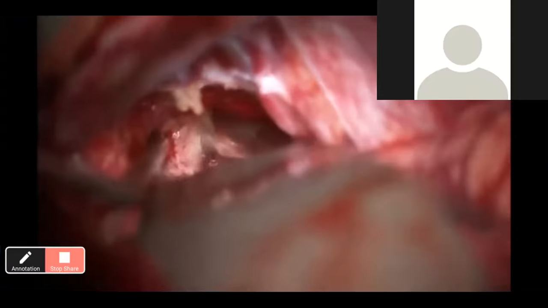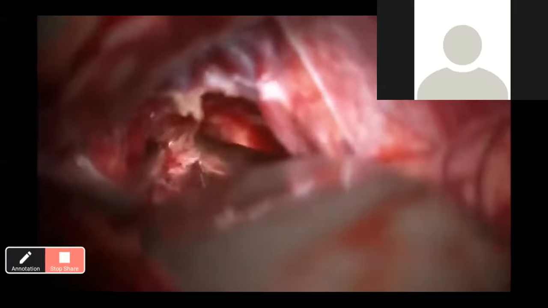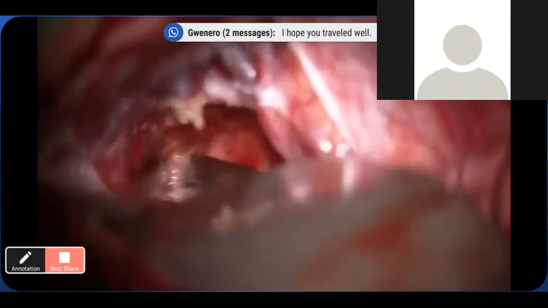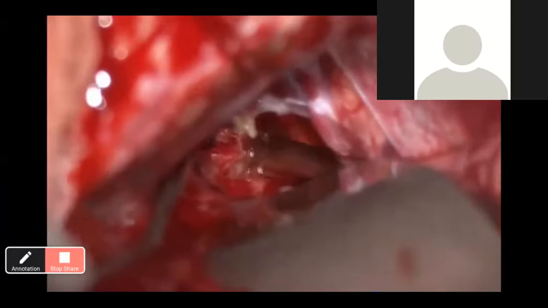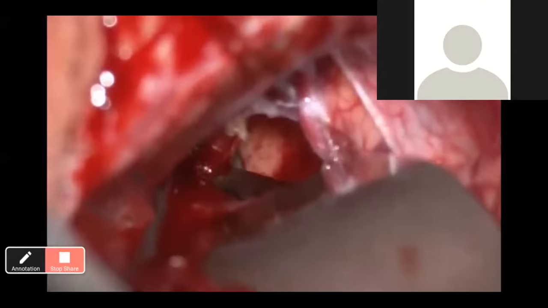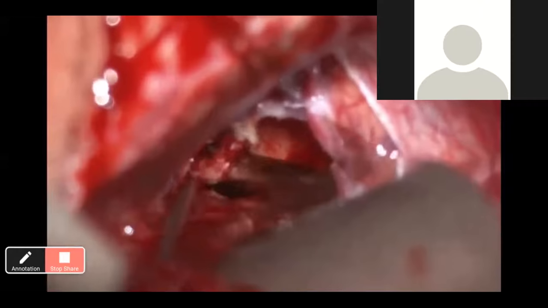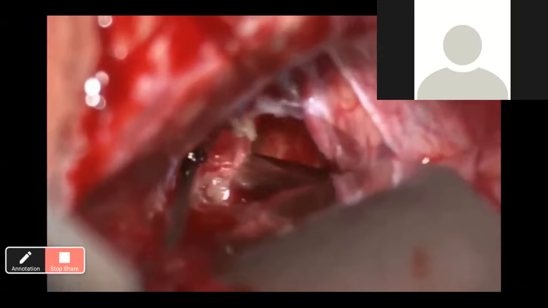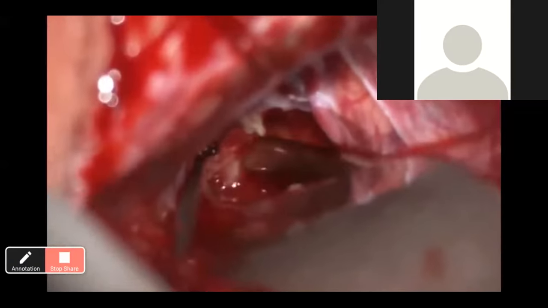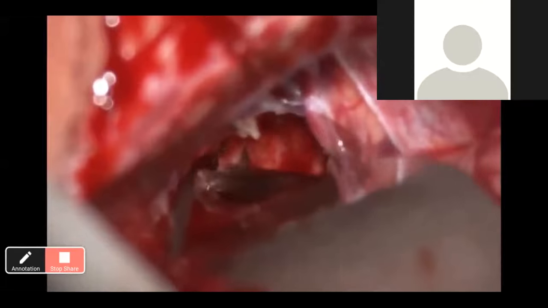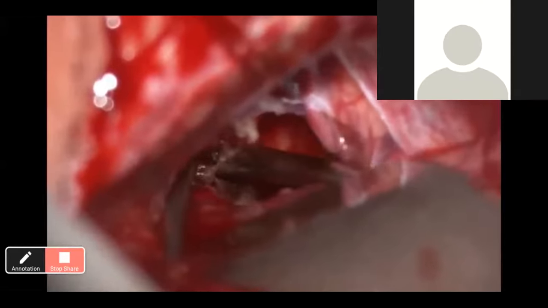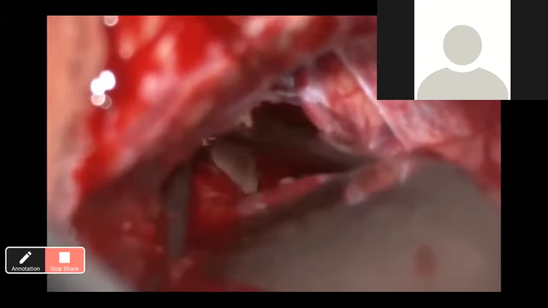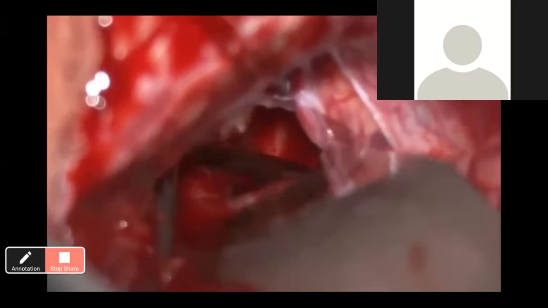Yeah, so that you can see the third ventricle there. That's the third ventricle. And you can see now the third ventricle is clearing up. That tumor is being taken out. Yeah, you can see the third ventricle anteriorly now, very clearly now.